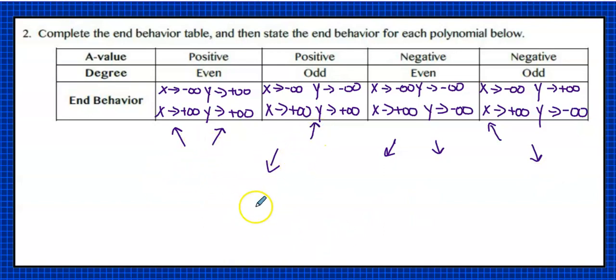You might see these drawn, they might look like this on a chart, which is fine. I just draw them like this because there could be all kinds of stuff happening in the middle. We're just looking at the arrows for end behavior. End behavior means where does it end up?